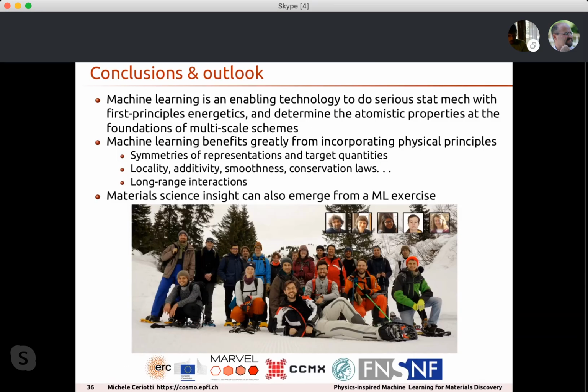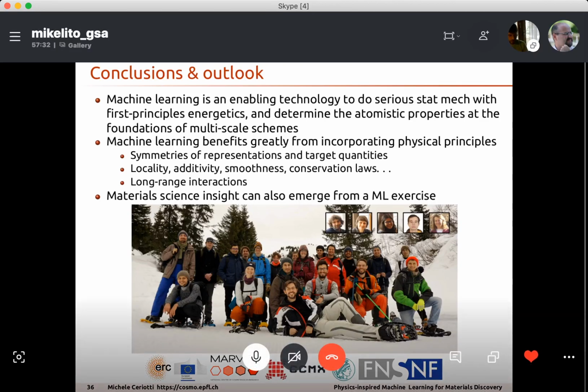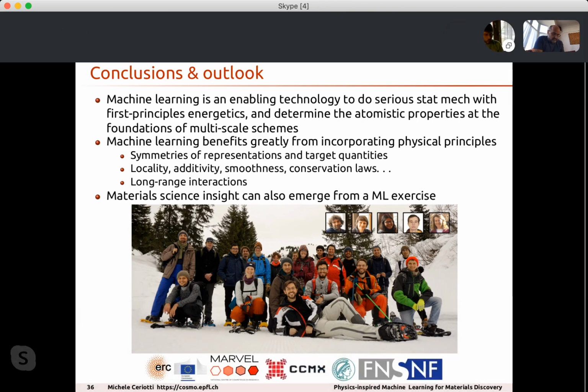So to wrap up this bird's-eye overview of our machine learning activities, I want to thank all the members of my group and the funding bodies that supported this research, and leave you with the take-home message that machine learning, even though it's certainly overhyped, is also a very useful tool for a material scientist or a chemist, particularly, I think, if you're interested in doing statistical mechanics and studying systems at finite temperature.